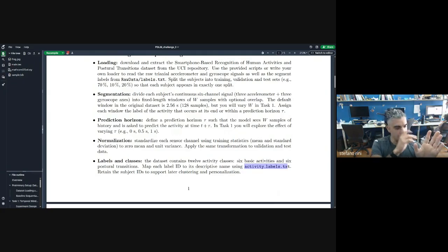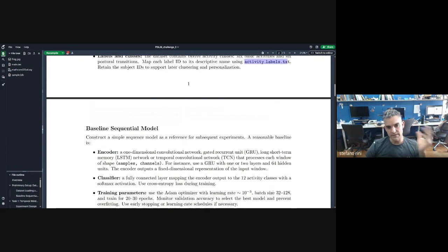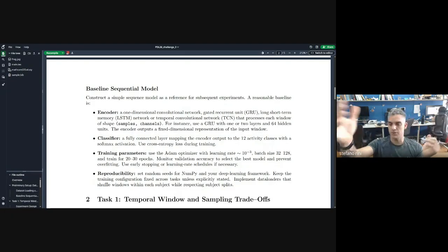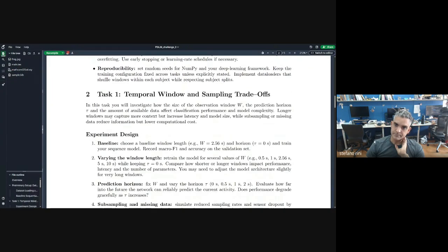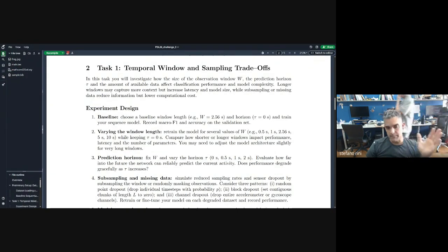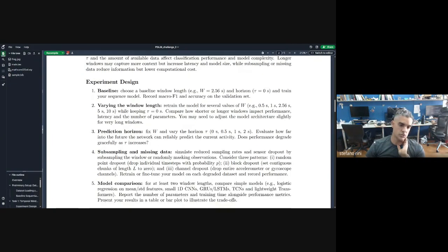So you have the IMU recordings, the recordings of the accelerometers, and you have the corresponding activities. The goal of the challenge is to have a sequential model that predicts the activity based on the recordings. So try to use GRUs, LSTMs, temporal convolutional networks, or of course a new model that you play with, and try to do the prediction. Try to vary the sampling time, the sampling frequency, the sampling windows. Try to subsample the data and see how the prediction goes.